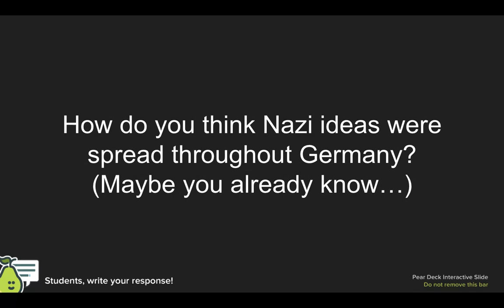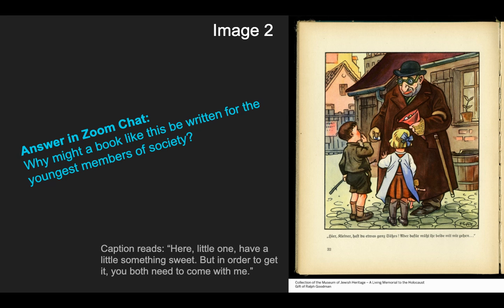How do you think Nazi ideas were spread throughout Germany? Maybe you already know some of these ideas and have studied them. The caption of this image, when you take a closer look at all of the pieces, reads, "Here, little one, have a little something sweet, but in order to get it, you both need to come with me." What is this teaching children about Jews? Where do you think you would find an illustration like this one?